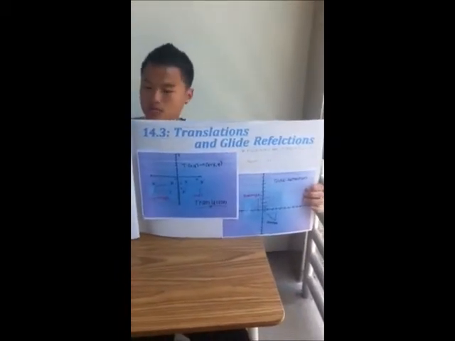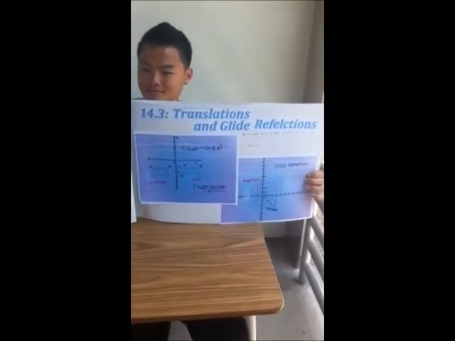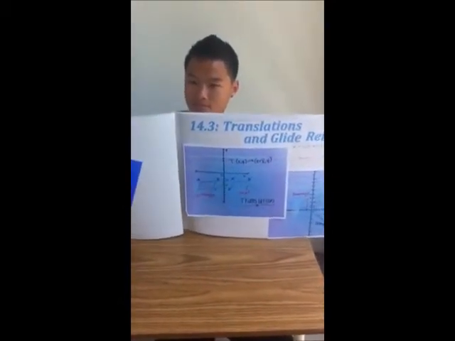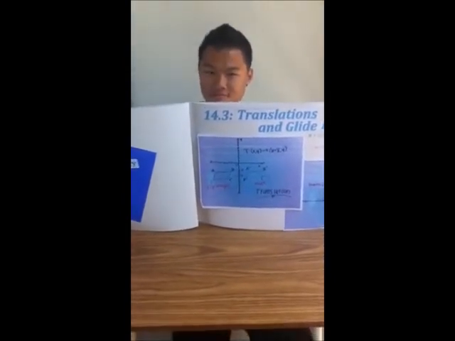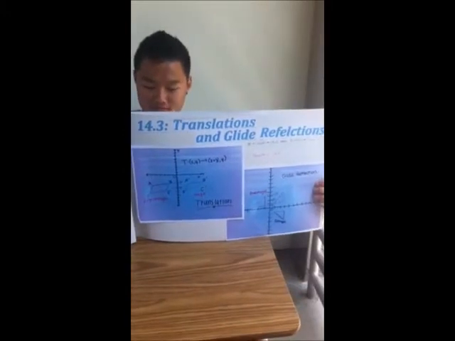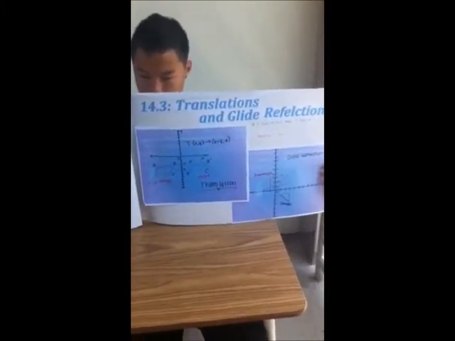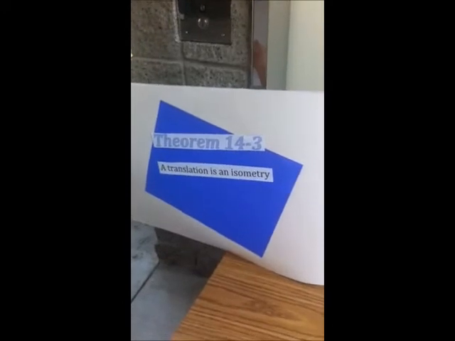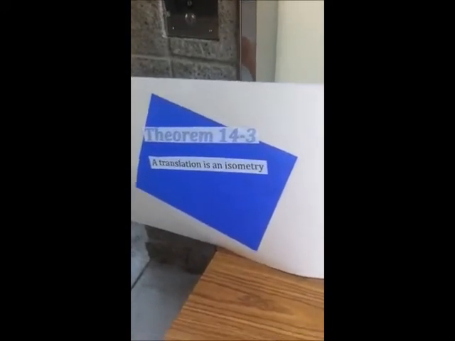So now we're gonna learn about 14.3, translations and glide reflections. A translation is a transformation that glides all points of the plane the same distance in the same direction. And a glide reflection is a transformation in which point P is mapped to a point P double prime. So there's a theorem for this section. Theorem 14.3, a translation is an isometry.